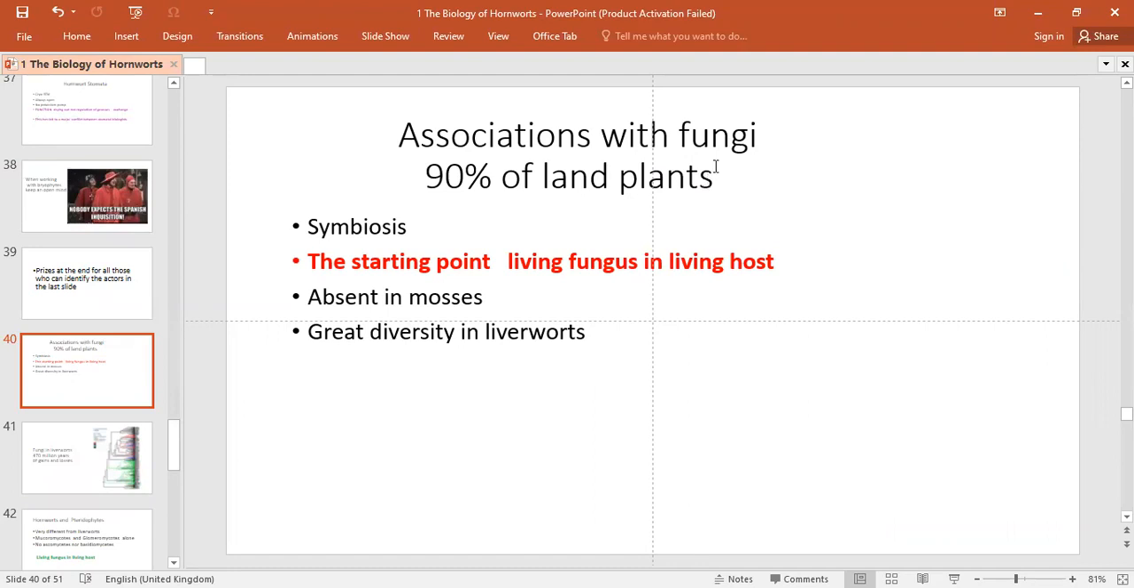90% of land plants are associated with fungi. They form symbioses. The starting point is a living fungus in a living host cell. Fungi are absent, strangely, in mosses. There's huge diversity in liverworts. The way the symbiosis works is that the green plant gives the fungus carbohydrate, helps it to grow, and the fungus gives the green plant nutrients, nitrogen, phosphorus, potassium, which are present in low quantities.